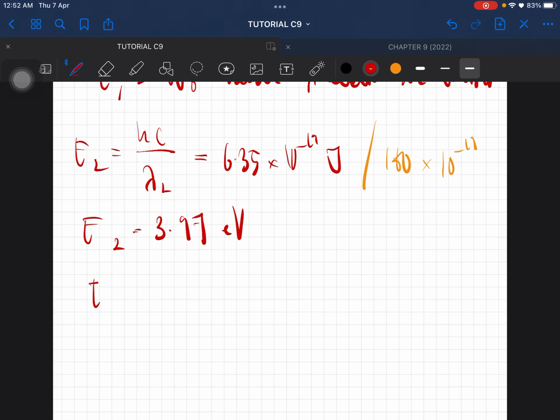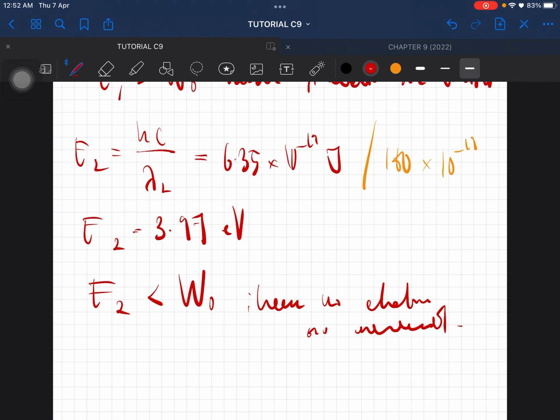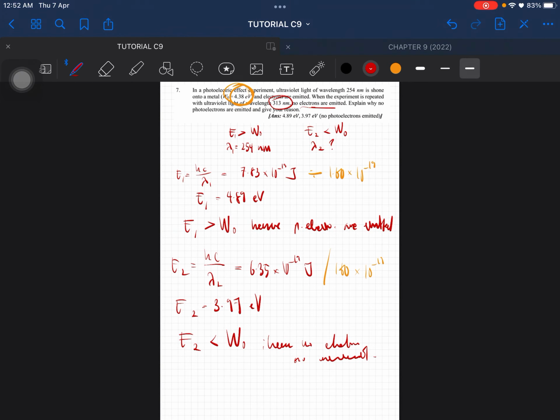So now look at this. The energy for the second wavelength is less than the work function. Hence, no electrons are emitted. Okay? Alright, so that is the solution to question number 7.